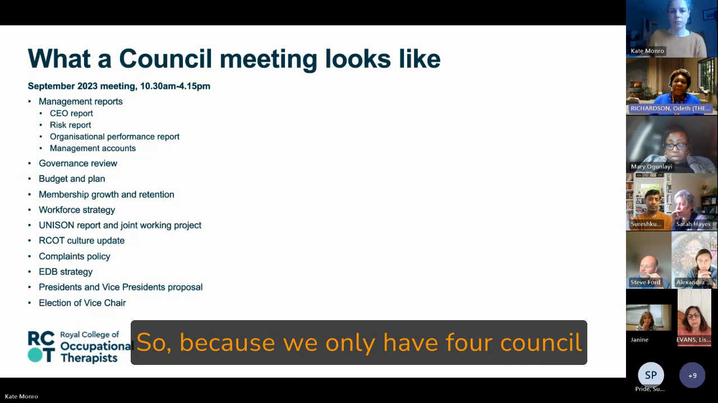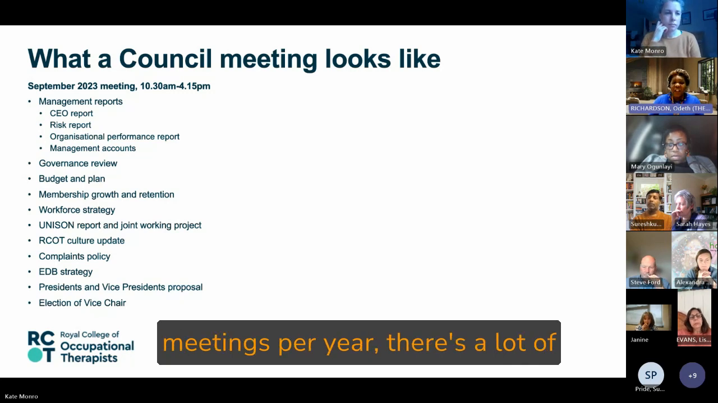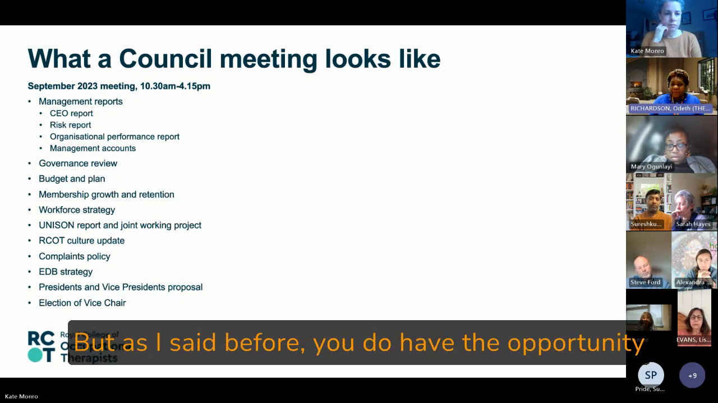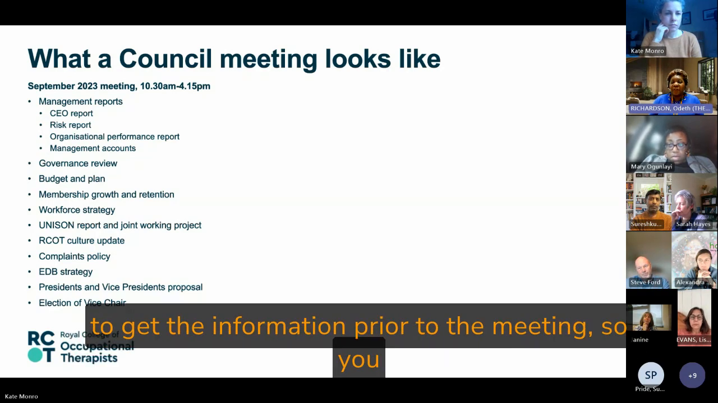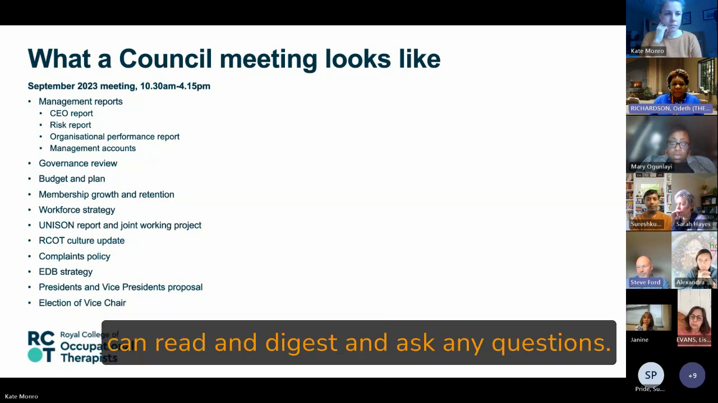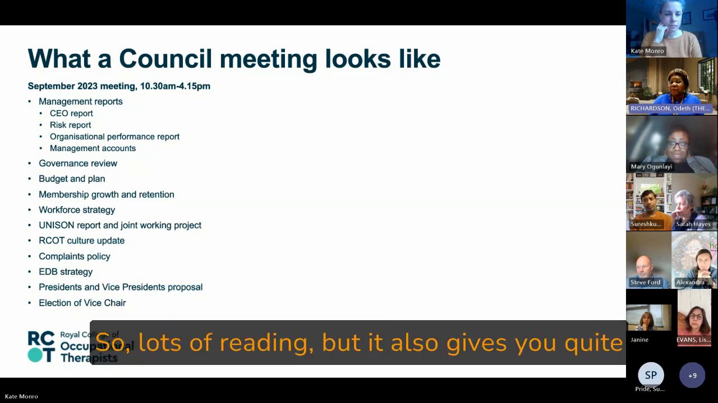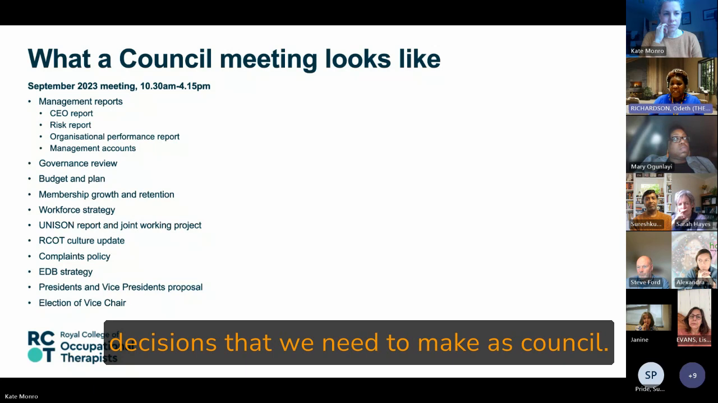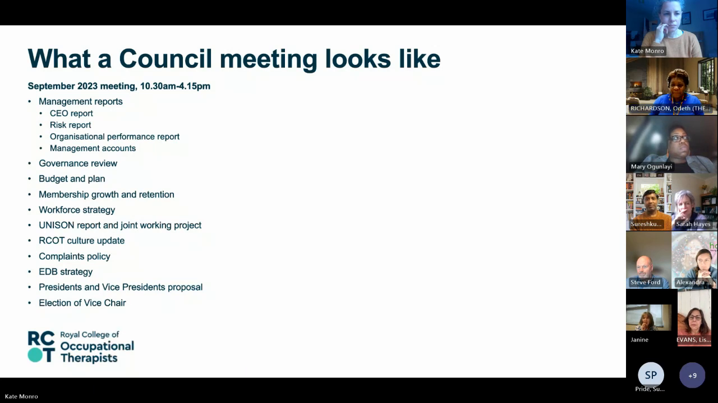Because we only have 4 council meetings per year, there's a lot of information to get through within that day. But as I said before, you do have the opportunity to get the information prior to the meeting, so you can read and digest and ask any questions. So lots of reading, but it also gives you quite a lot of information to help you to make those decisions that we need to make as council.